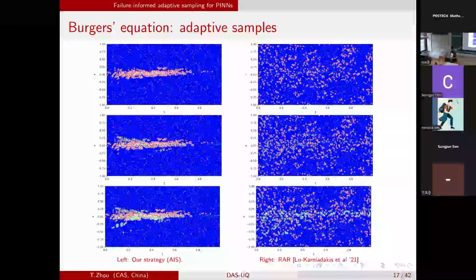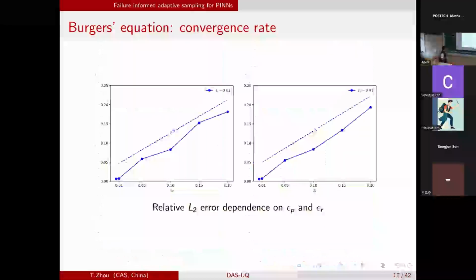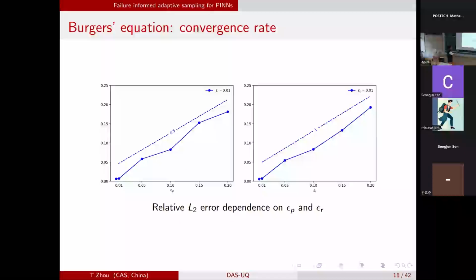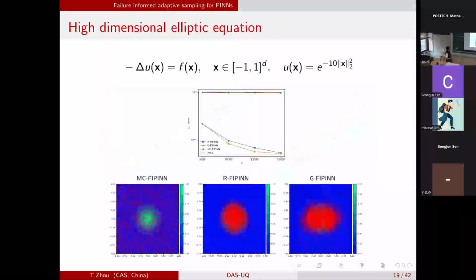You don't do much, actually. This is the efficiency. Well, this is the numerical error bound, and indeed this is the half order and this is the first order. And this is another example. This is a high-dimensional problem.